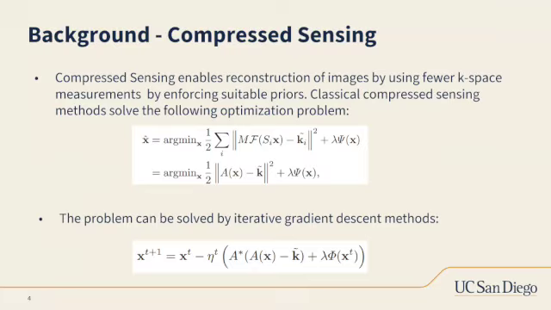The classical compressed sensing methods solve the following optimization problem. The problem tries to find the reconstructed image X that minimizes these two specific terms. The first term is a data consistency term, just to make sure that our reconstructed image matches the raw k-space data that we actually measured. And the second term is a regularization term that enforces these suitable priors. We can solve this optimization problem by iterative gradient descent methods to update the variables.